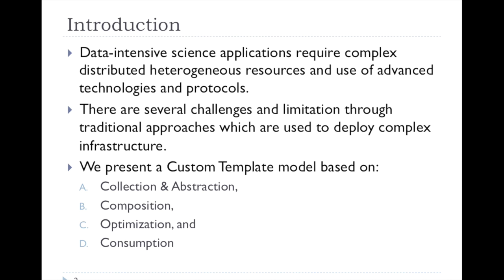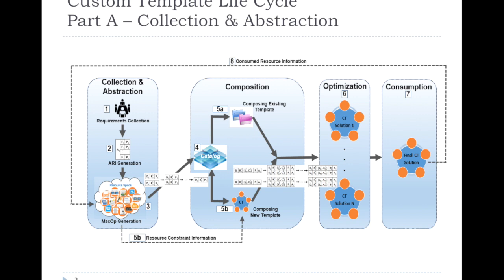Once the user is able to choose the solution, we will be automating the process of deploying the infrastructure in the part of consumption. So that's the four parts of the custom template model. So the part A, collection and abstraction.